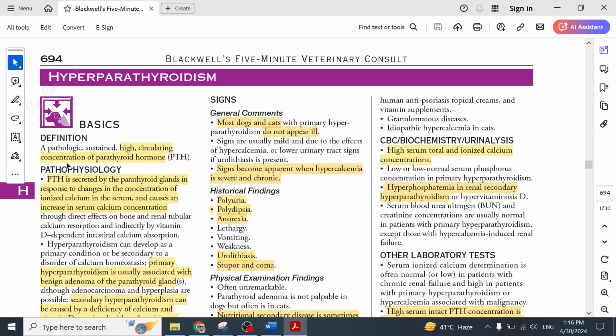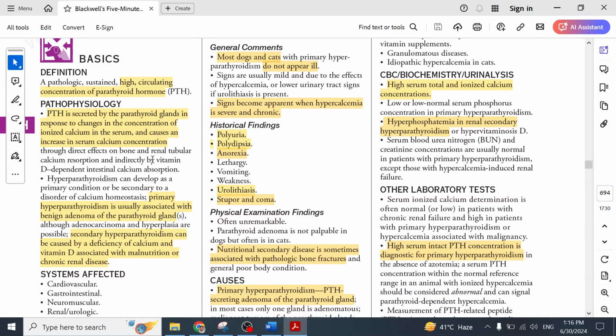So high circulating concentration of parathyroid hormone. Whenever this condition occurs, it may be due to any cause. We will discuss the cause later. But whenever there is a high PTH level in blood, it is termed as hyperparathyroidism.